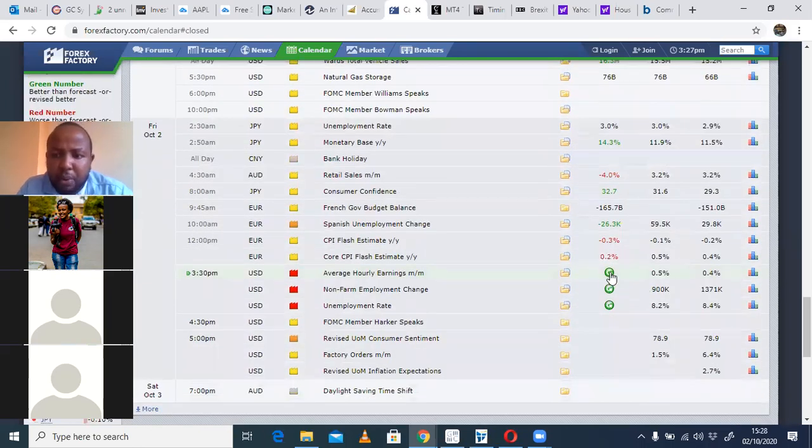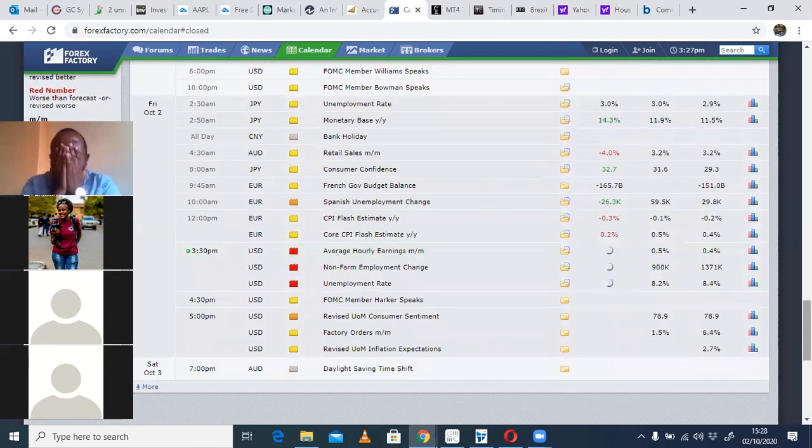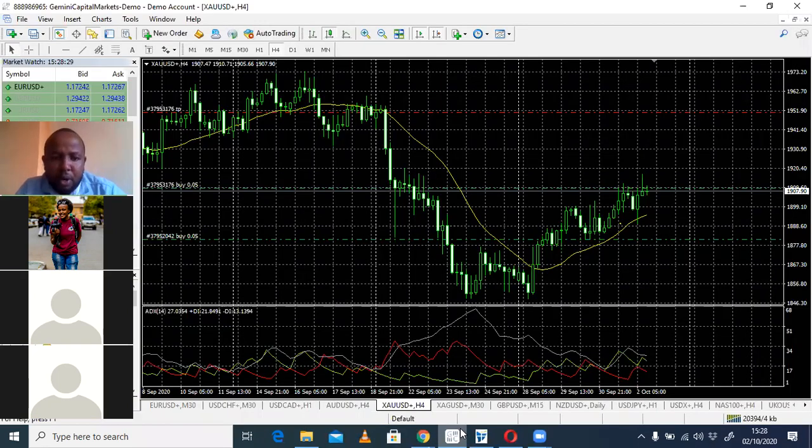So you can see now we are waiting. 2 minutes. We have to wait until we see the data that's going to come out. But you have to have your charts with you. I hope you are in your position.